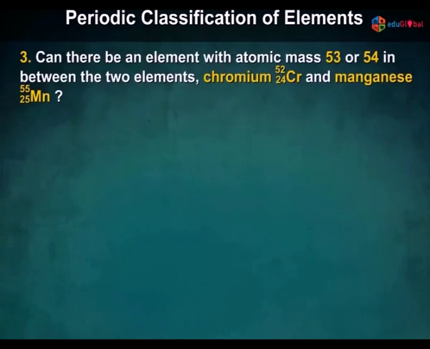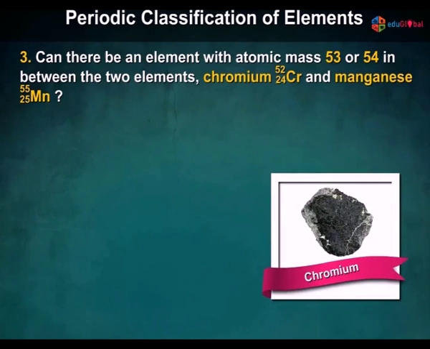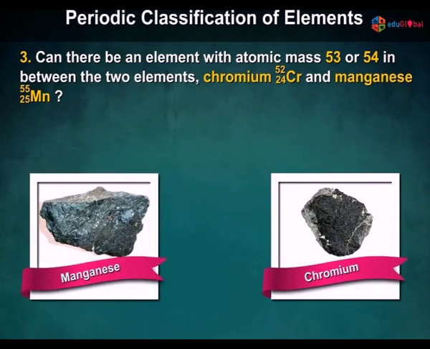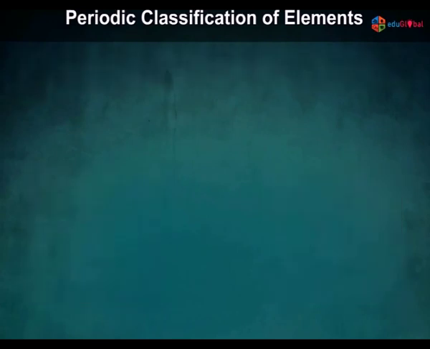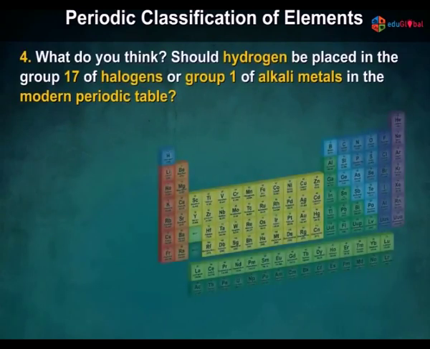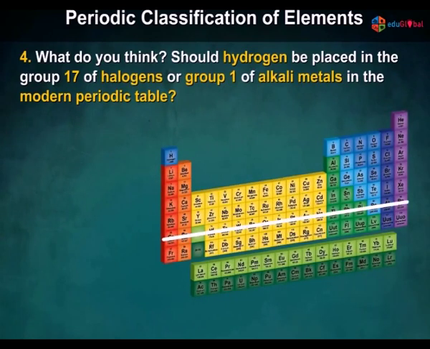3. Can there be an element with atomic mass 53 or 54 in between the two elements chromium 52Cr24 and manganese 55Mn25? 4. What do you think? Should hydrogen be placed in group 17 of halogens or group 1 of alkali metals in the modern periodic table?